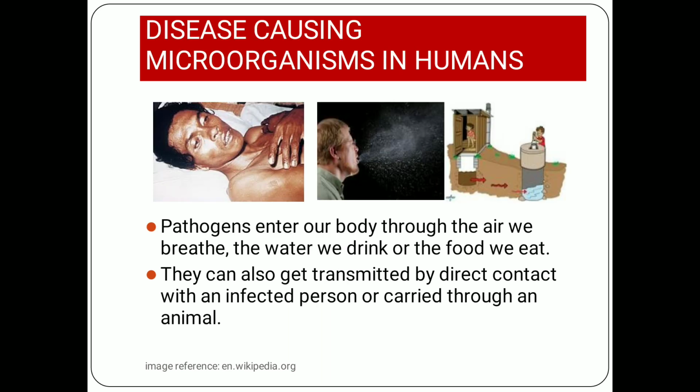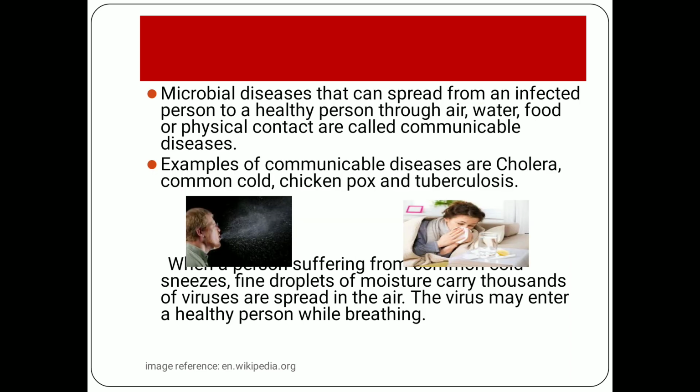Disease-causing microorganisms in humans. Pathogens enter our body through the air we breathe, the water we drink or the food we eat. They can also get transmitted by direct contact with an infected person, or they are carried through an animal. A microbial disease that can be spread from an infected person to a healthy person, through air, water, the food we eat or physical contact, is called a communicable disease. Examples of communicable diseases are cholera, common cold, chickenpox and tuberculosis.